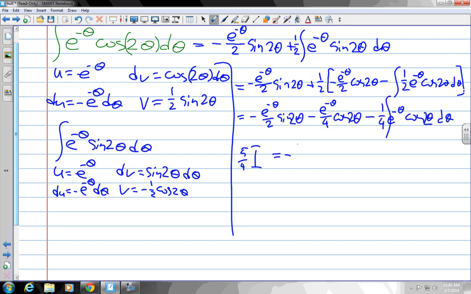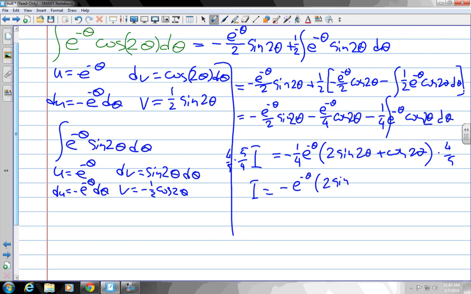Yeah, so let's pull negative 1/4 e to the negative theta out. That leaves us with 2 sine of 2 theta plus cosine of 2 theta, right? And so multiply by 4/5 to get rid of this. So our integral is negative e to the negative theta, 2 sine 2 theta plus cosine 2 theta all over 5. Because I think that's what I got before.